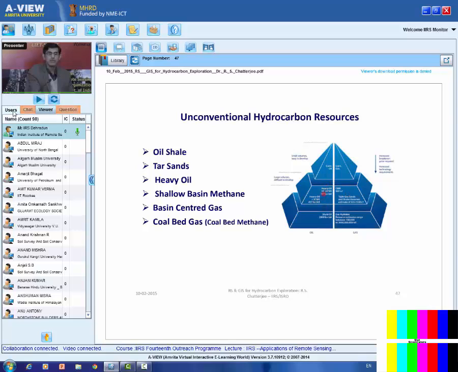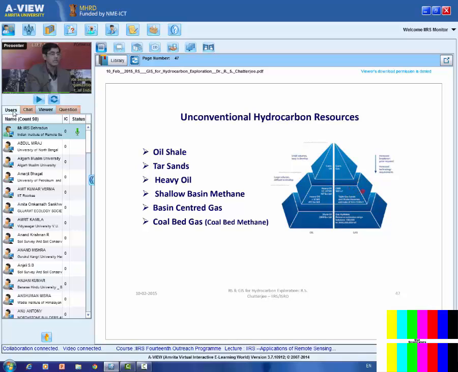This is the pyramid you can see. As you go down, the volume of hydrocarbons is very, very large in the case of non-conventional. But here, exploring or extracting non-conventional hydrocarbon is much more expensive, and it also requires very high-end technology. So technological improvement is required, and a lot of expense is required to extract these non-conventional hydrocarbons.